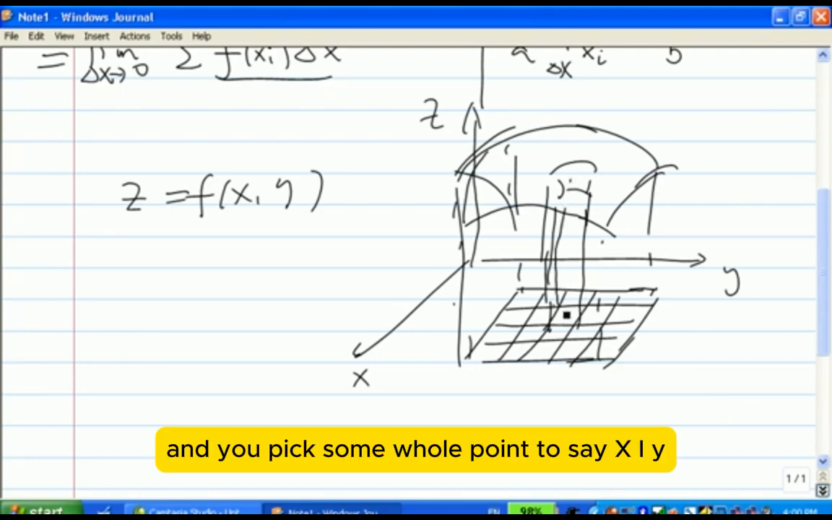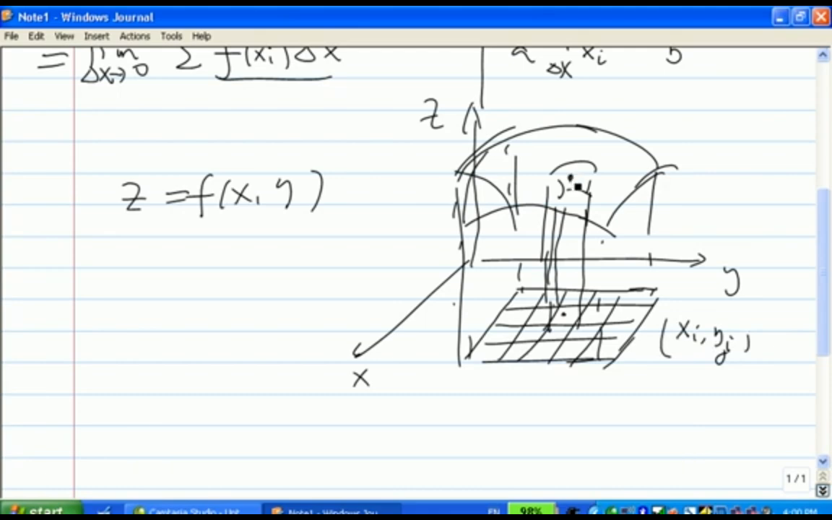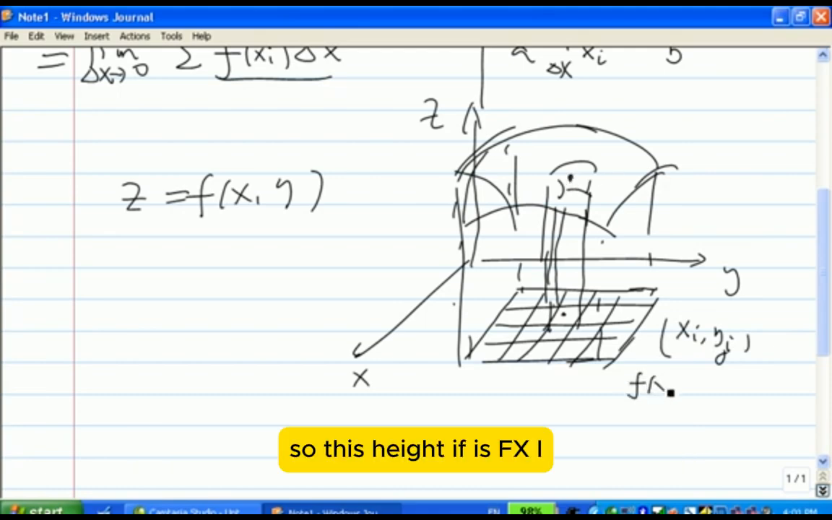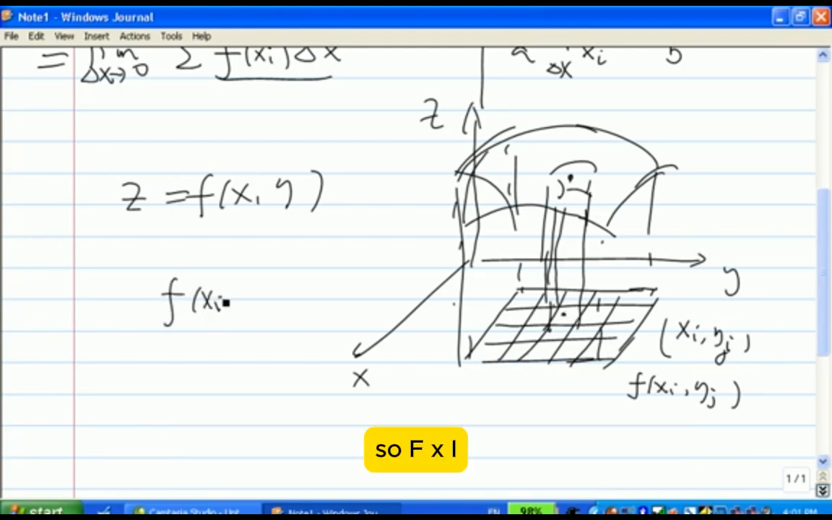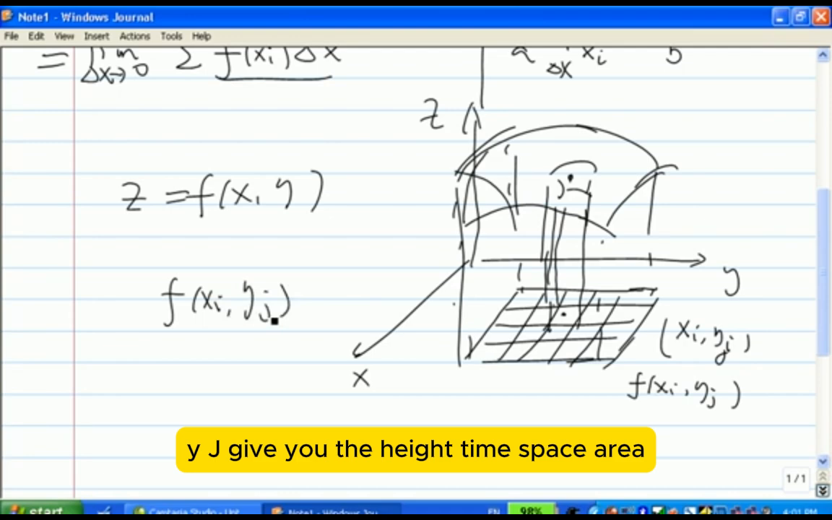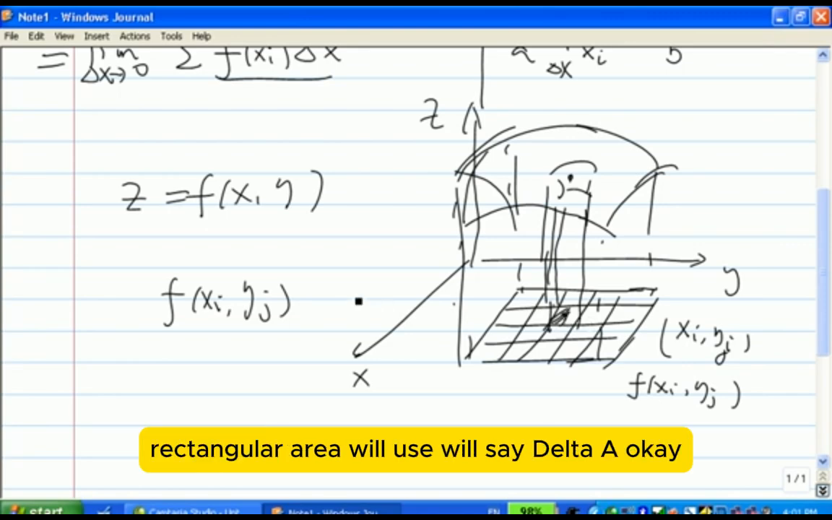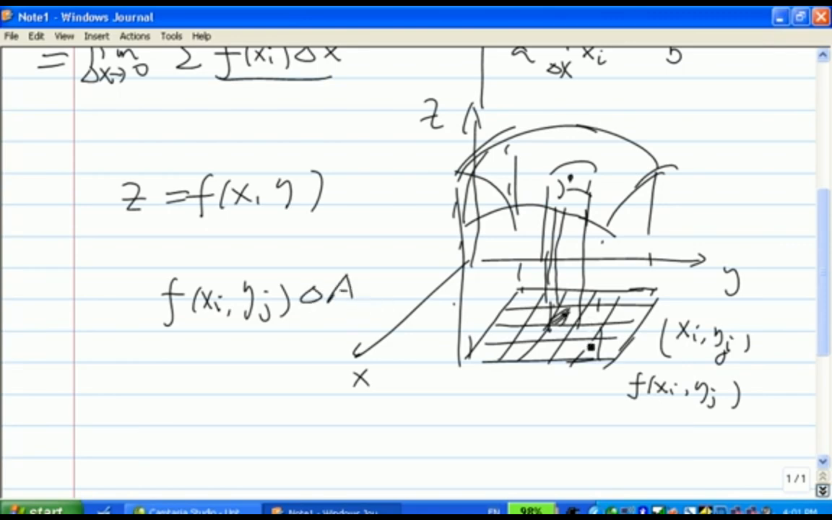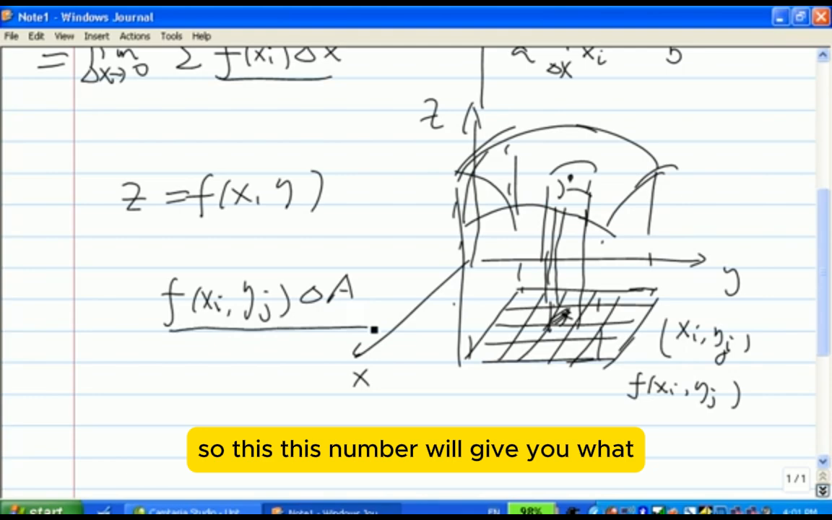And you pick a sample point, say (xi, yj). You evaluate, and you get this point. So this height is f(xi, yj). Pick just any point in this small rectangle. So f(xi, yj) gives you the height, times the base area. We call this base rectangular area delta A. Delta A gives this rectangular area. So this number gives you the volume of this rectangular box.